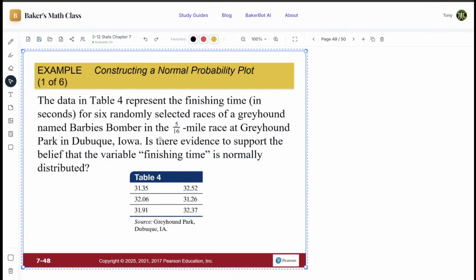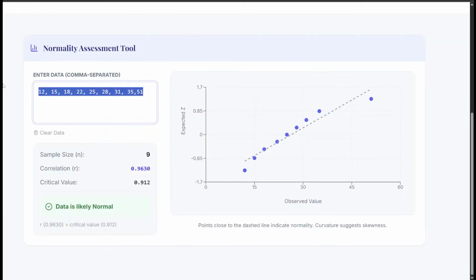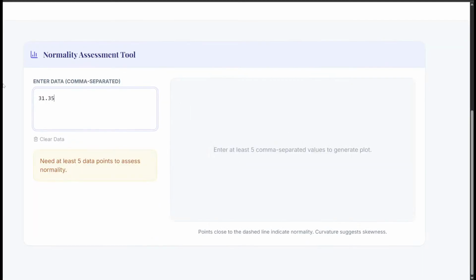So for this problem, I'm just going to take a picture of my phone so I don't have to keep flipping back and forth. We would type in 31.35, 32.06, 31.91.